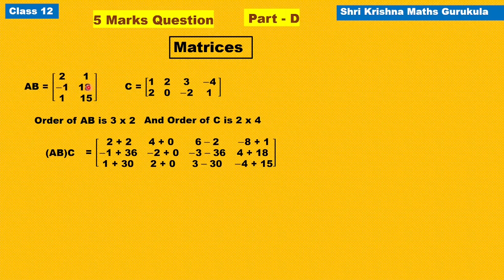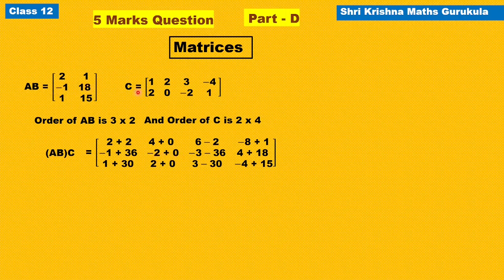We'll consider second row now. Second row to be multiplied with all 4 columns. Correct? So second row, first column, which gives us minus 1 into 1, which is minus 1. 18 into 2 gives us 36. So this will be minus 1 plus 36. Now second row, second column gives us minus 1 into 2, which is minus 2. 18 into 0 is 0. So minus 2 plus 0.